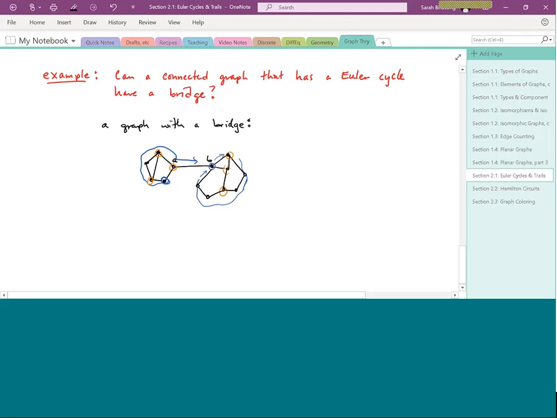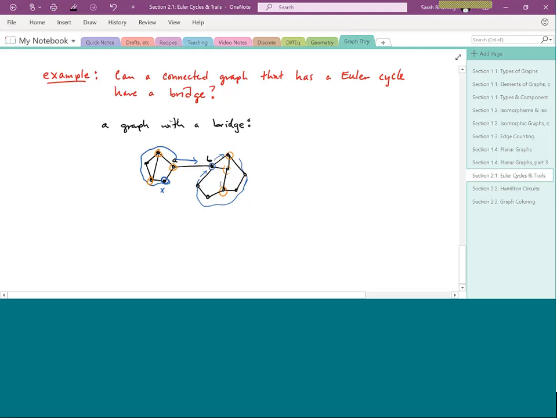You started over here at, let's call it X. You've reached at least some of the edges here. You crossed over on the bridge. You got your mini Euler cycle over here. But now the only way to get back to A is to cross that bridge again, and you're not allowed to reuse the edges.